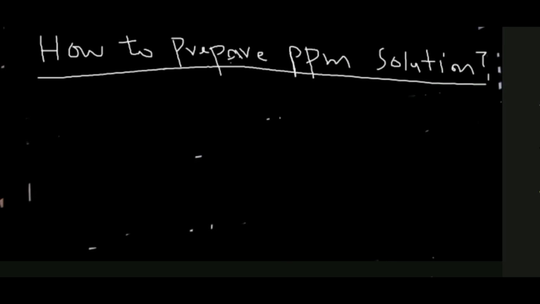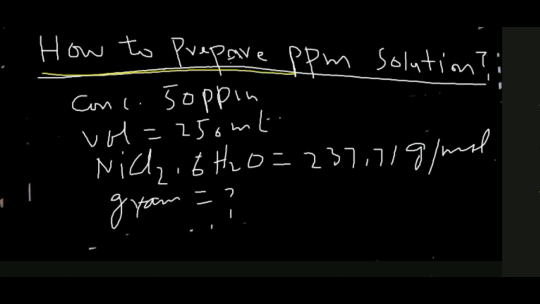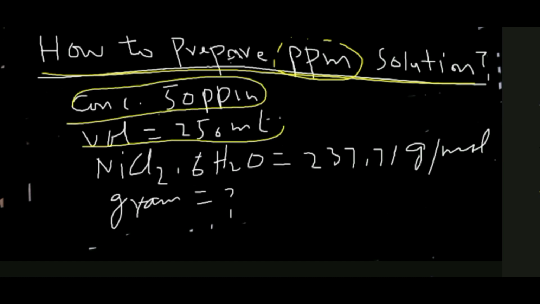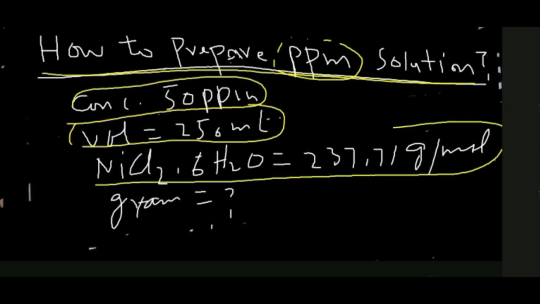Now we will discuss how to prepare ppm solutions. For example, we have to prepare a 50 ppm solution of 250 ml volume, of nickel chloride hexahydrate, which has formula weight 237.71 gram per mole. So how many grams should be needed to prepare this solution?